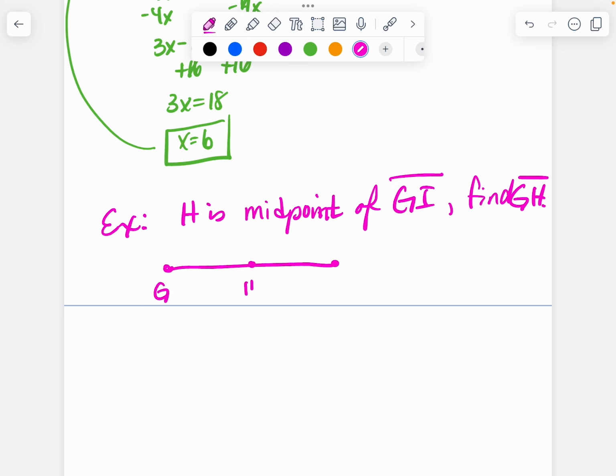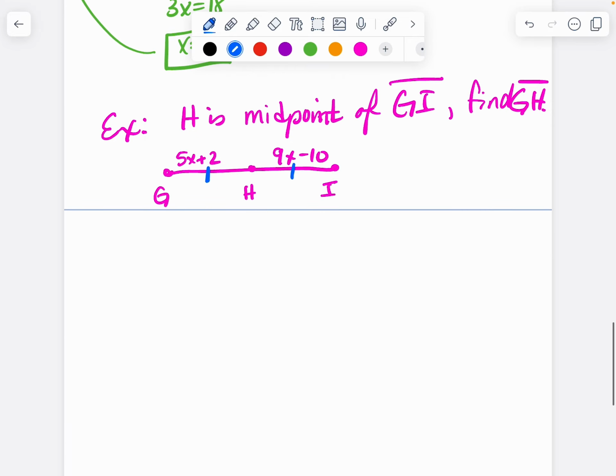I've got G, H, I. And I'm telling you that GH is 5x plus 2, and HI is 9x minus 10. Because it's the midpoint, I know that those two pieces are congruent. Now I know that they're congruent, I can set up my equation to say 5x plus 2 has to equal 9x minus 10. That's the definition of midpoint. That's why you can set the equation up like that.